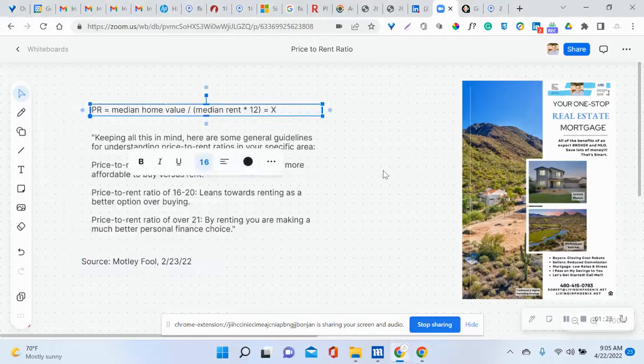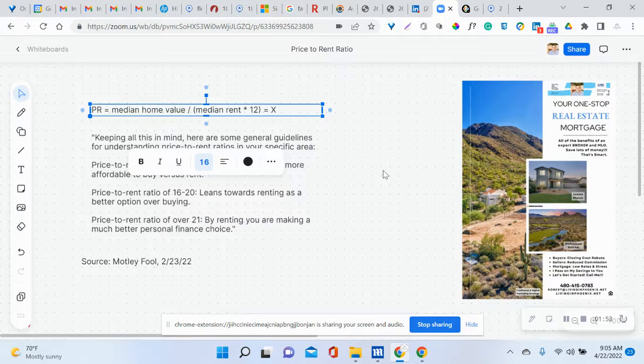If you look at the top of the screen, I've got highlighted PR equals median home value. You're going to divide that by the median rent for that particular city or subdivision, multiplied by 12. That's going to give you your denominator. Whatever that number is, you divide the median home value by it, and it's going to give you this number.